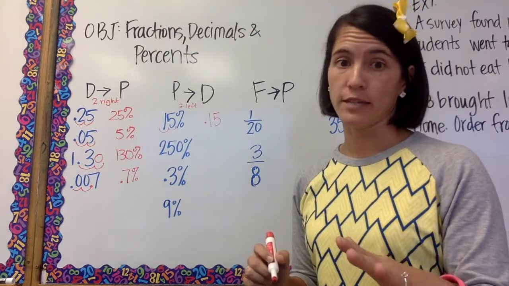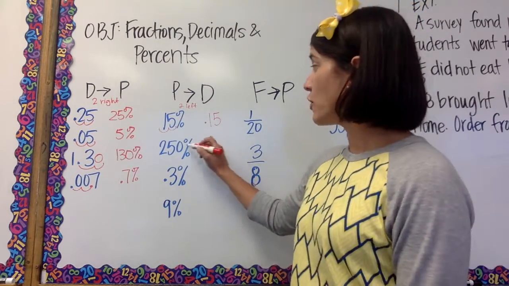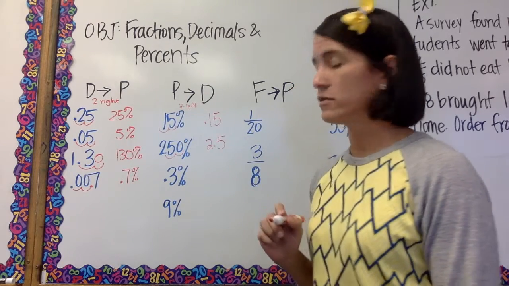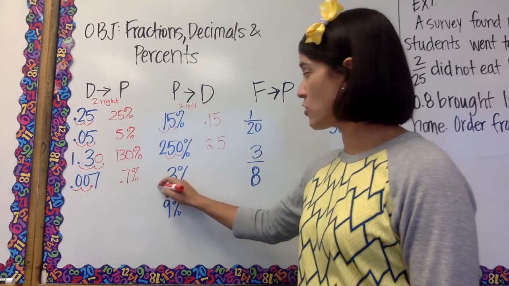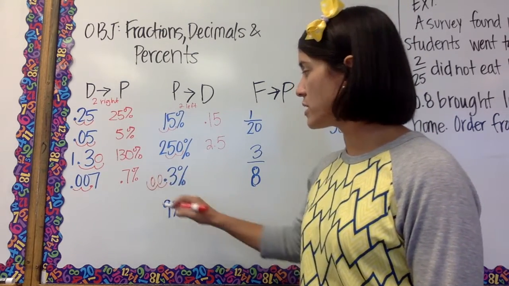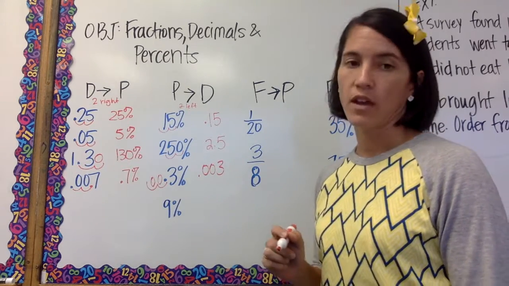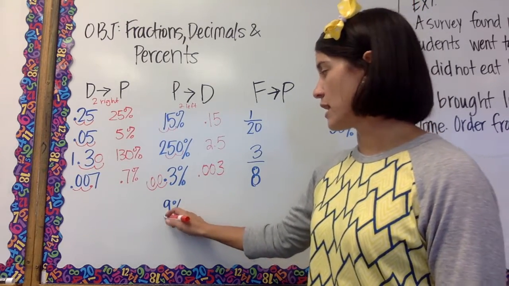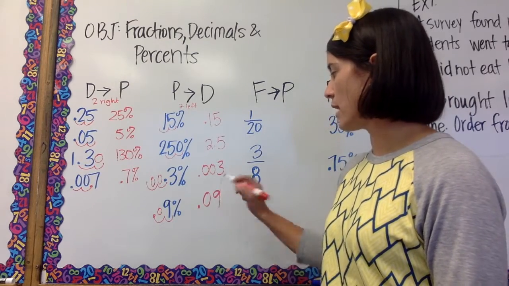You do not write a percent sign. 250% would just be 2.5. 0.3%, I still need to move it 2 times, so I'm going to have to add 2 zeros. 0.003. So that would be 3 thousandths. And then 9%, I have to add 1 zero, so 0.09.